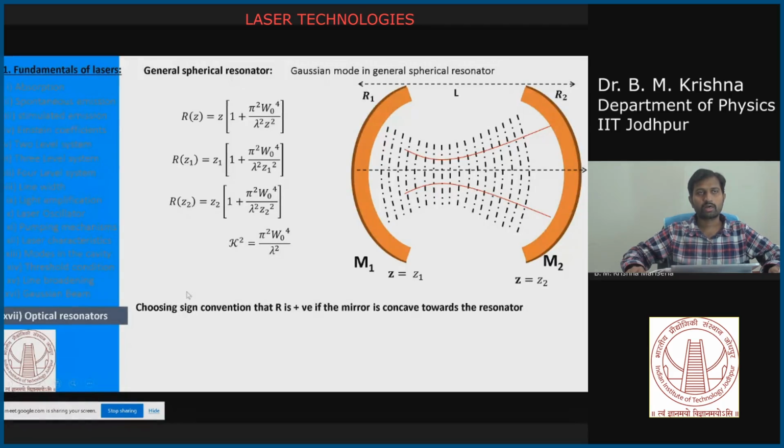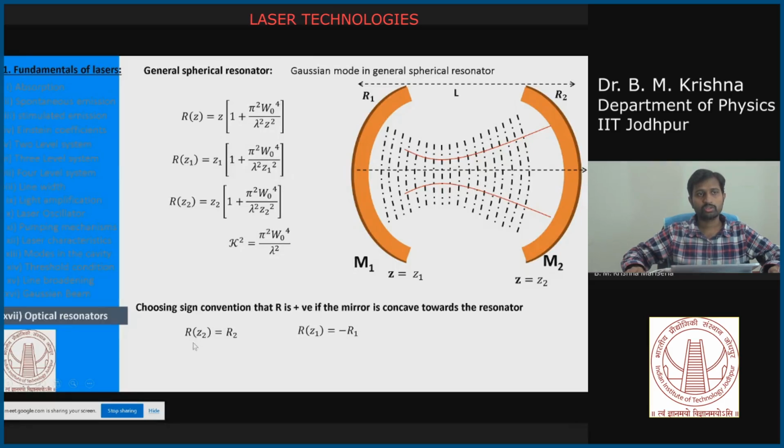Also, I am choosing a sign convention that the radius of curvature is taken as positive when you are going in the direction towards the resonator, if a concave surface appears. Now if you are going in this direction, it appears as a convex surface, so that is taken as negative. When propagating in this direction, it appears as a concave surface. So this is just a simple sign convention.